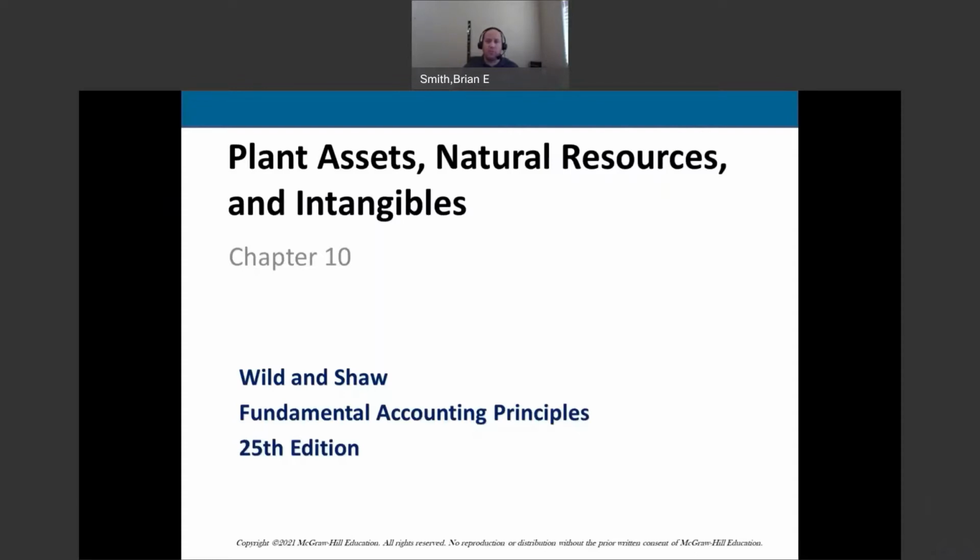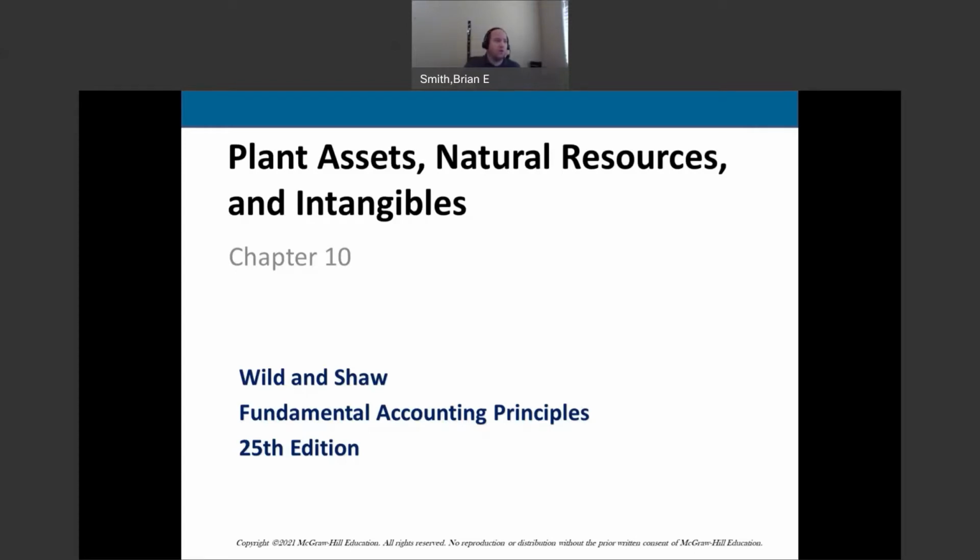So this chapter is plant assets and natural resources and intangible assets. These are the assets that we're going to be dealing with that have a longer useful life than 1 year. It's longer than a year that these things are going to be used. And so we're going to have to really apply the expense recognition or matching principle when we're dealing with these assets. And that's why we're going to treat these differently than we would our current assets or our short-term assets. So we're going to go ahead and evaluate these and how to do that in this chapter.